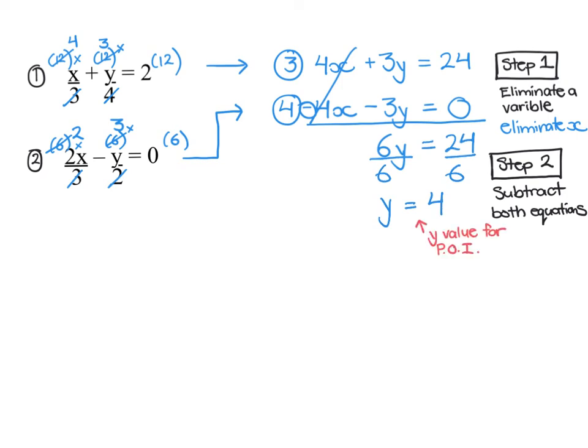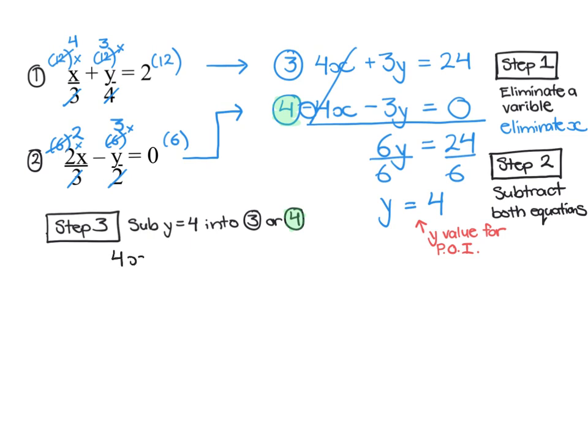And this right here is your y value for the point of intersection. Now let's find the x value by doing step number 3. We're going to sub y equals 4 into equation 3 or 4. Okay, not the fraction equations, only equation 3 and 4. And I'm just going to choose to do it to equation 4. So let's write equation 4, which is 4x minus 3y equals 0.